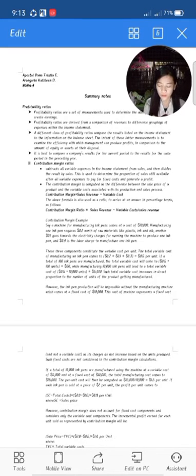So, for example, let's say a machine for manufacturing ink pens comes at the cost of $10. Manufacturing one ink pen requires $0.2 worth of raw materials like plastic, ink, and nib. Another $0.1 goes towards the electricity charge for running the machine to produce one ink pen, and $0.3 is the labor charge for manufacturing one ink pen.